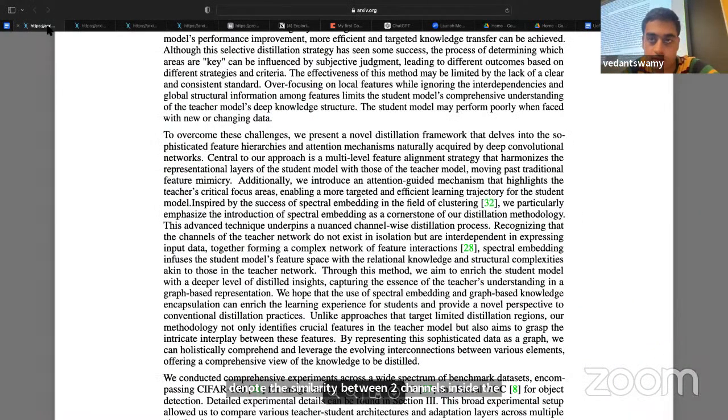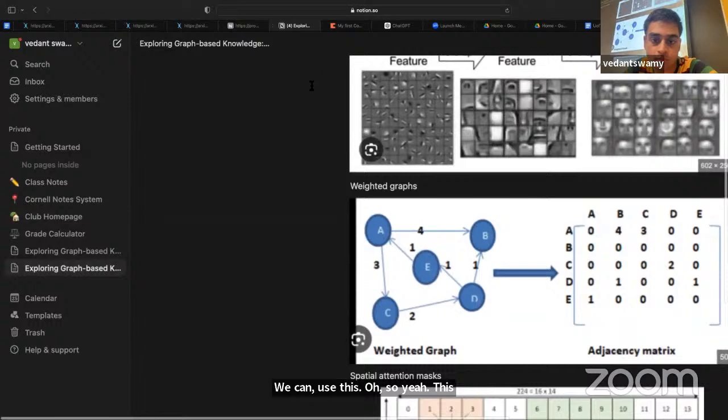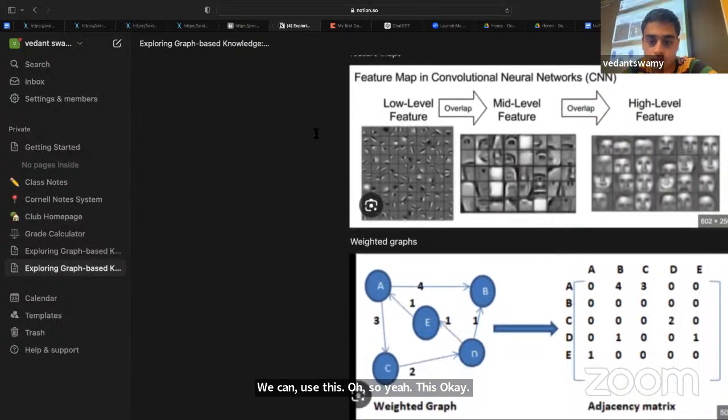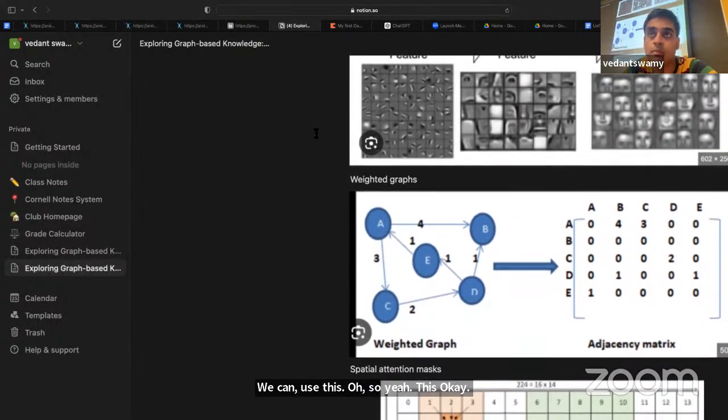We can use this. So yeah, could you please go back to that picture? So my question is, can this matrix become too big?